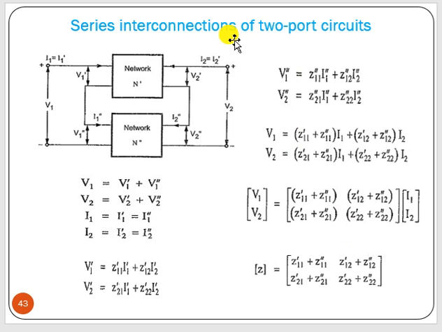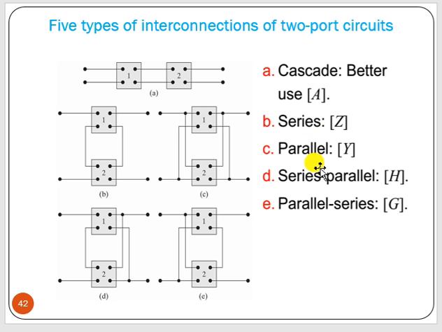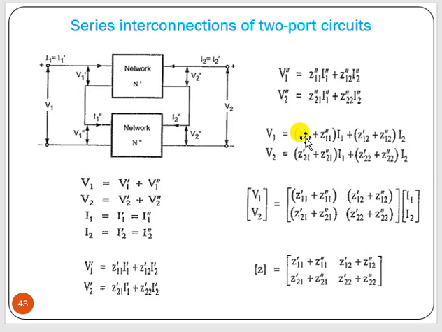Now say for two port networks, we have cascade, series parallel, parallel series, and series. Let us take the series example. Now in the series example, we can see that the second terminal of the first port is connected to the first terminal of the second port at the input, and the output port also the same thing. Okay, that is the series connection. So V1 is nothing but V1 prime plus V1 double prime because this is connected in series, and V2 is nothing but V2 prime plus V2 double prime.